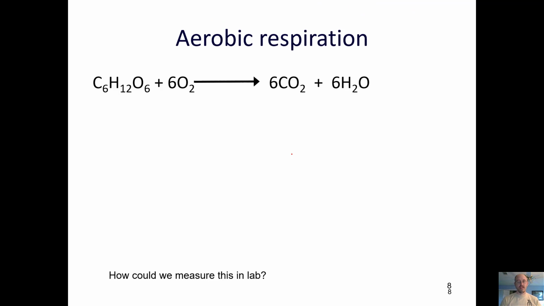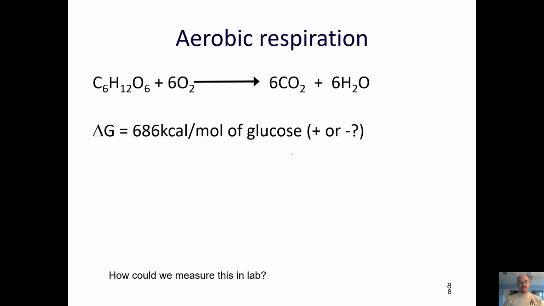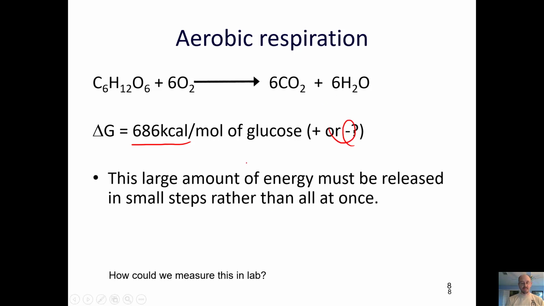Okay, so aerobic respiration is kind of like the same thing we saw with the Hindenburg. It's sugar, in this case glucose, plus 6 oxygens, and that's going to yield carbon dioxide and water. When this happens, it's a delta G of 686 kilocalories per mole of glucose, and of course that would be a negative 686 because it's a loss of energy. It's an exergonic reaction. And we don't want that to happen all at once in our bodies. If we released all the energy in glucose at once, we'd explode like the Hindenburg.